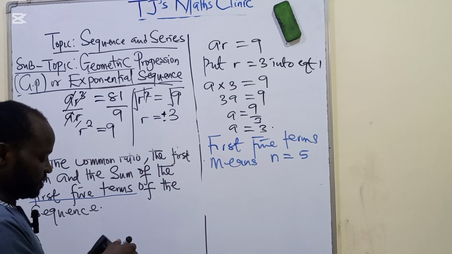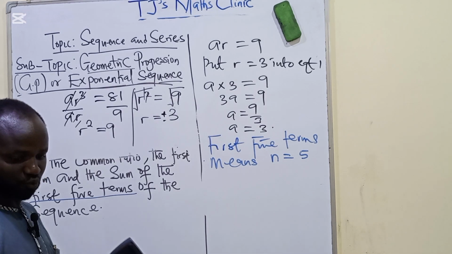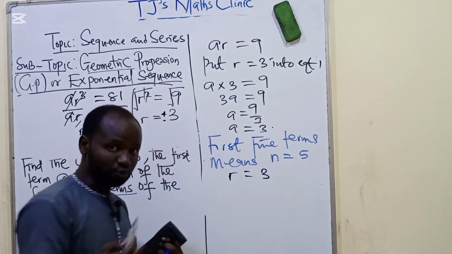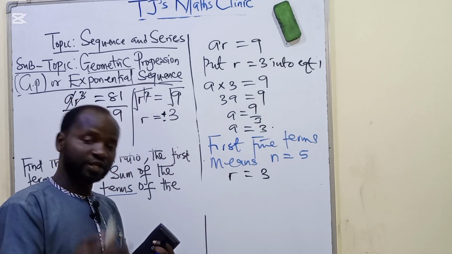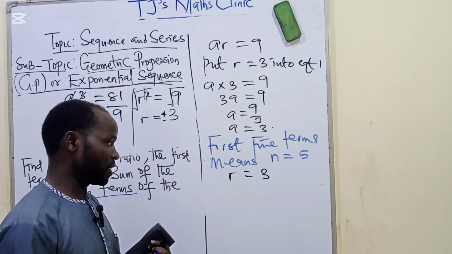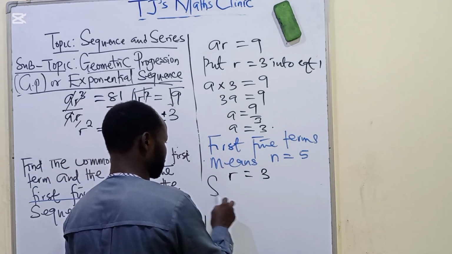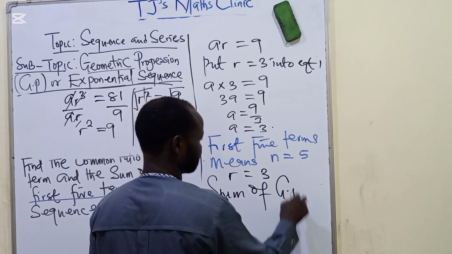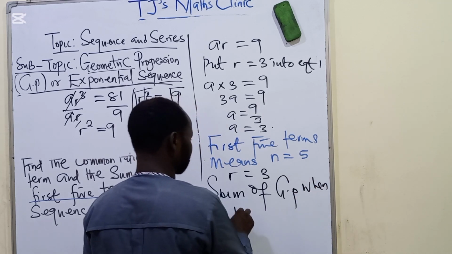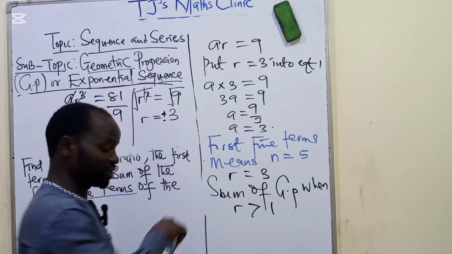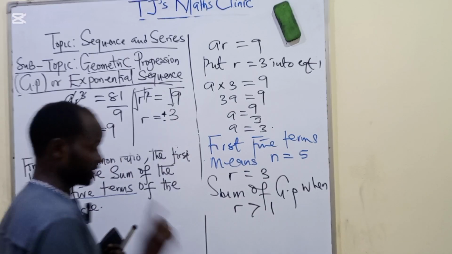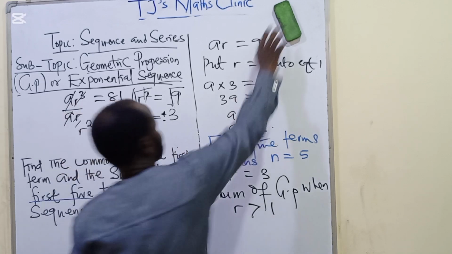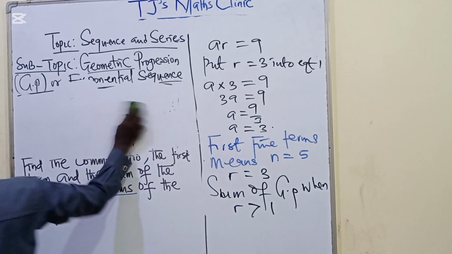Okay? So since the common ratio, there are 2 ways to do this. If we use our common ratio as r equals 3, we will use the sum of GP when r is greater than 1. But if we choose the negative common ratio, which is minus 3, r will be less than 1, and we use a different formula. Okay, let's move here.